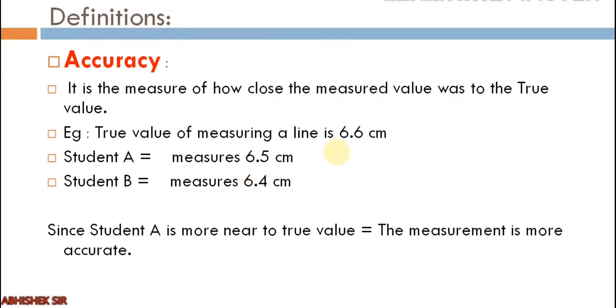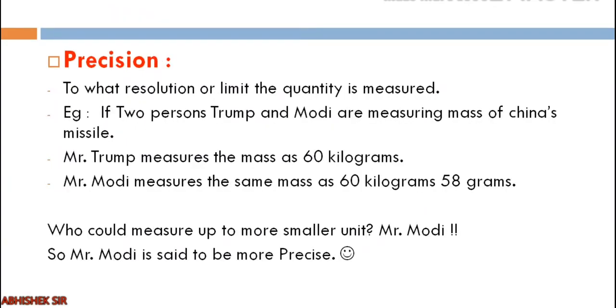Now in the first case we see that both of the students are not 100% accurate, right? Because the true value was 6.6. But out of these two, which student was more near to the true value? So we can see that student A is more near to the true value. Hence, we can say that the measurement of student A is more accurate. So this is the meaning of accuracy. Clear? How close the measured value is to the true value. Clear? So now let us move on to the next one.